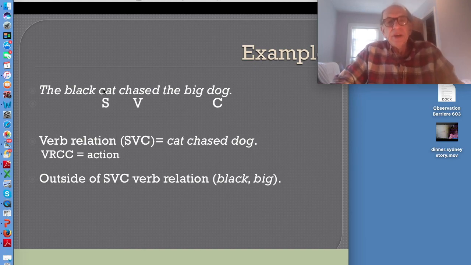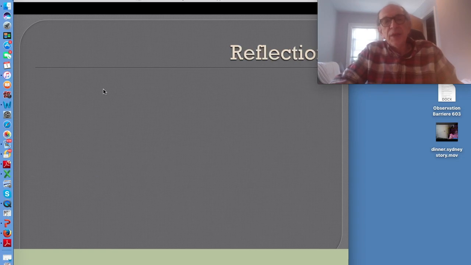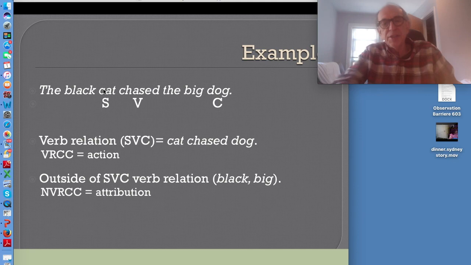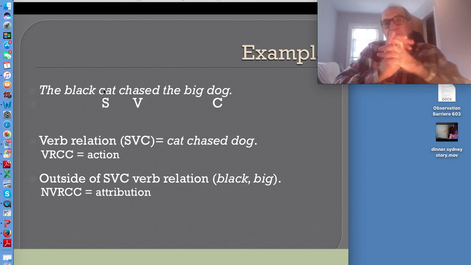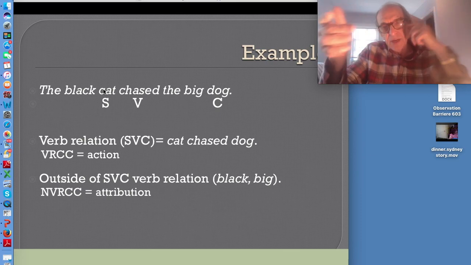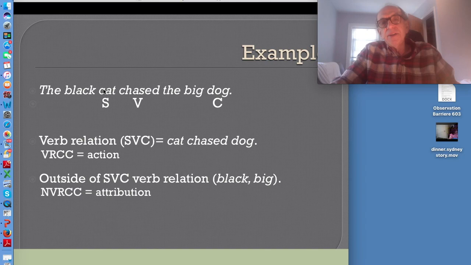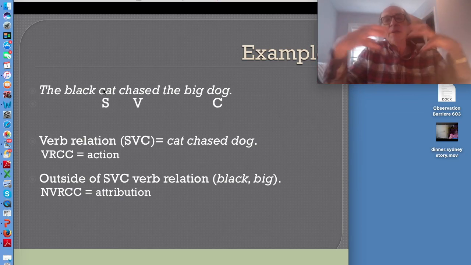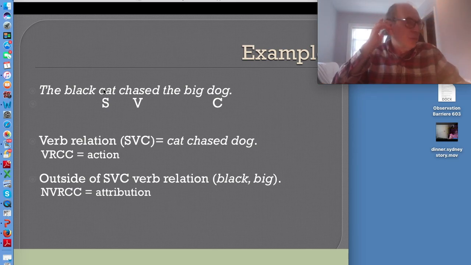Now the words outside of the SVC relation are black, big, and the. And the two I want to focus on right this moment are black and big, and that's where we get attribution as a content category, but it's NVRCC, non-verb relation content category. Why non-verb relation? Because it's not in the SVC, the heads of the phrases, which are, interestingly enough, also, remember we just did case assignment? Well, these SVC things, these nouns, they get their case, they're assigned, they play very important roles in the sentence, don't they? Thus, they are themselves a semantic relation that the mind pays attention to in deriving or generating meaning.